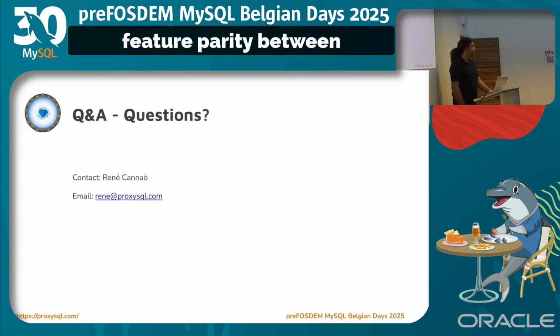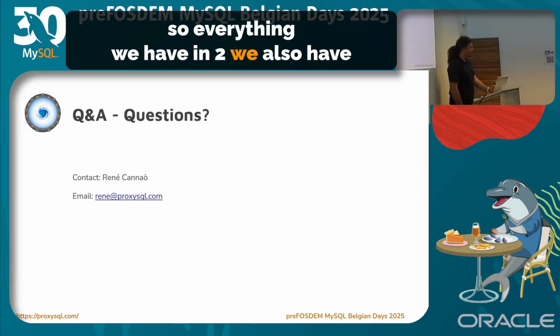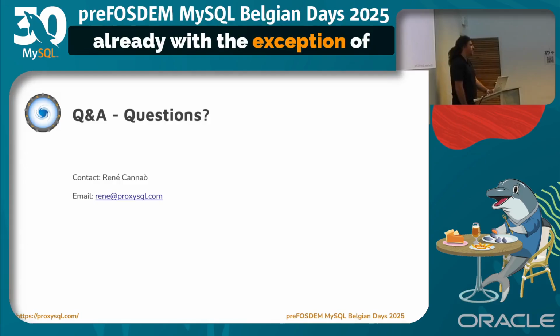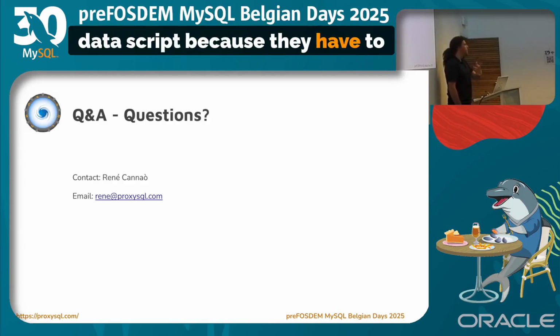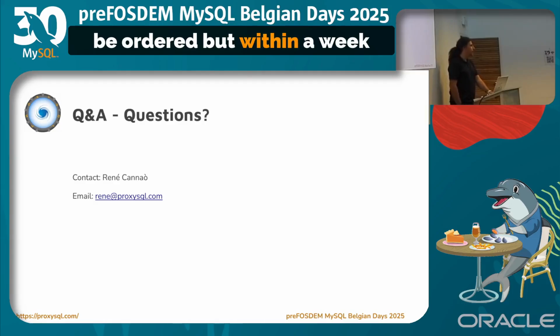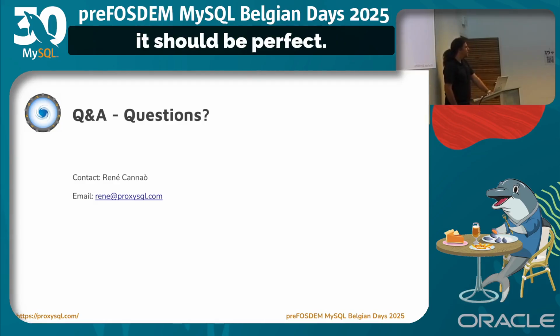Question? Feature parity between two and three. Okay, so everything we have in 2 you also have, with the exception of the latest commits, because they have to be ported, but within a week, everything should be perfect.